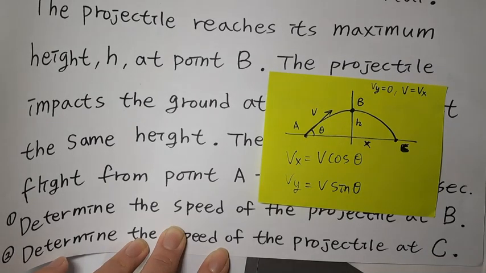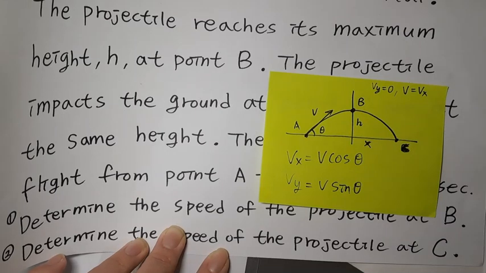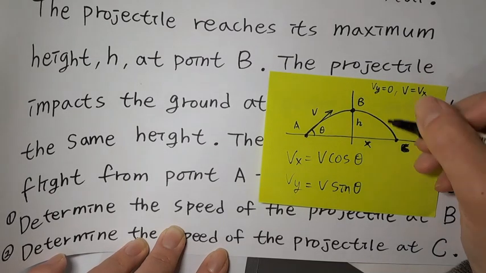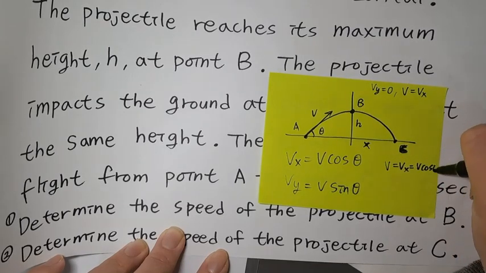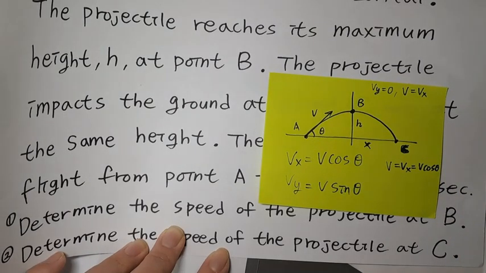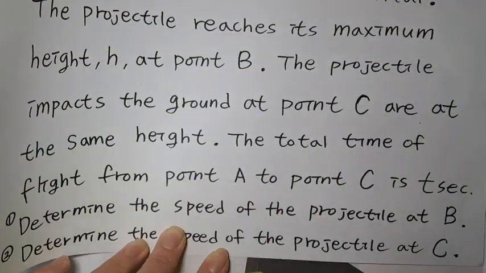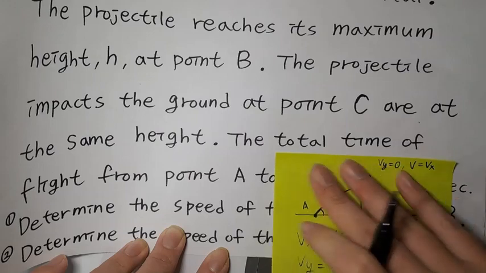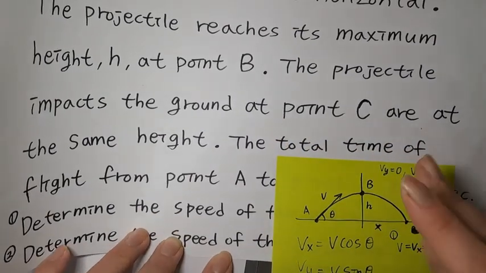The horizontal component of velocity is constant during the flight of a projectile, and the magnitude of velocity is speed. So v is equal to v cosine theta. This is the answer to the first question.